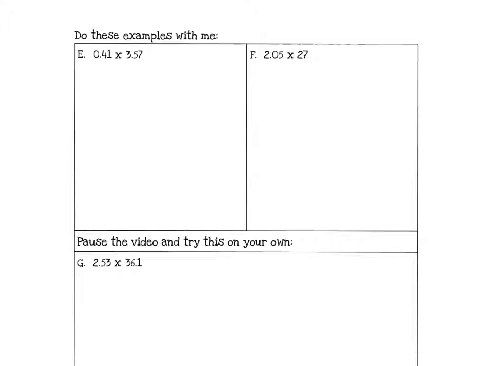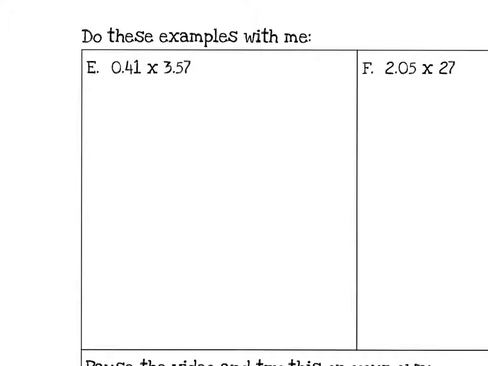Okay, we are on the back side of your notes now. We're going to do a couple more examples together. Let's check out example E. So now we have 0.41 times 3.57. Okay, so we're going to multiply the numbers as if the decimal points weren't there. So that means that you always want to put the number that has the most digits on top. So I'm going to write 3.57 on top, and then we'll put 0.41 down below.